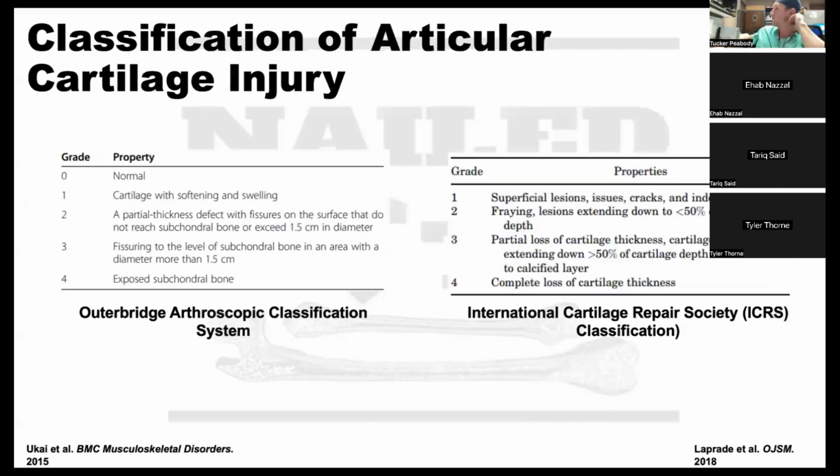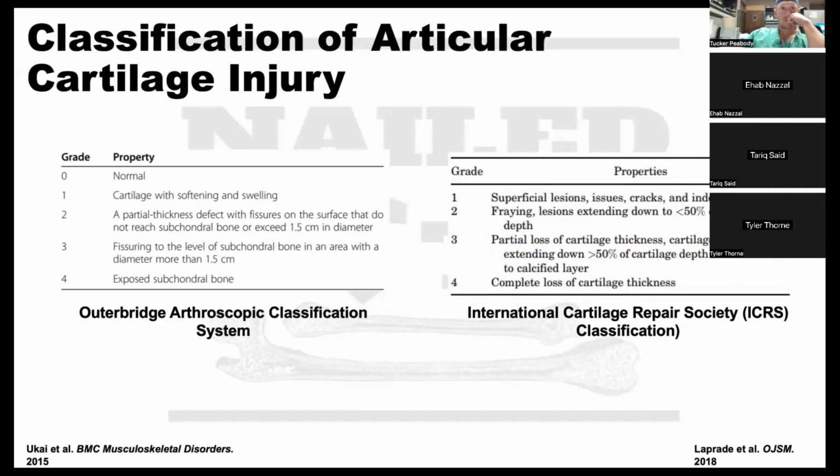There are different classifications of articular cartilage injury, and this will be important when we're talking about different pieces of literature. The most common ones that you'll see are the Outerbridge and the ICRS classification. For the Outerbridge arthroscopic classification system, there are basically 4 grades. As you go up in grade, you get increased damage to articular cartilage, and you also get closer to exposed subchondral bone, with grade 4 actually having exposed subchondral bone.